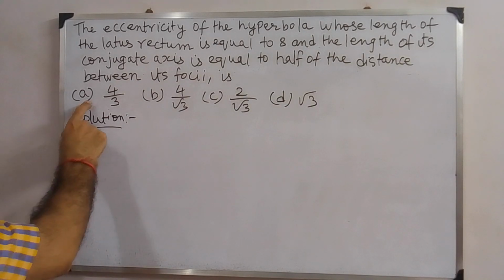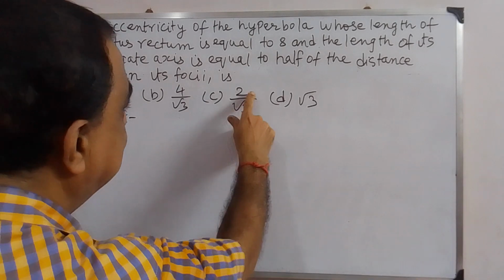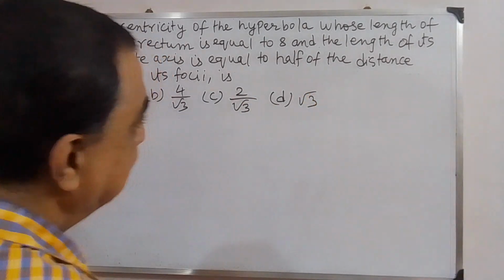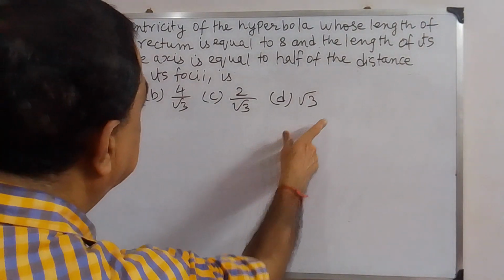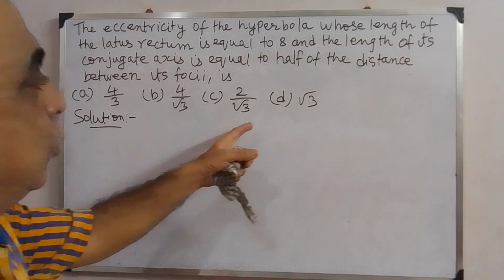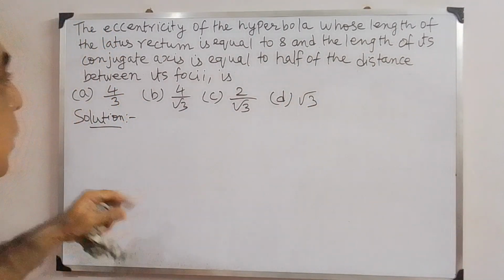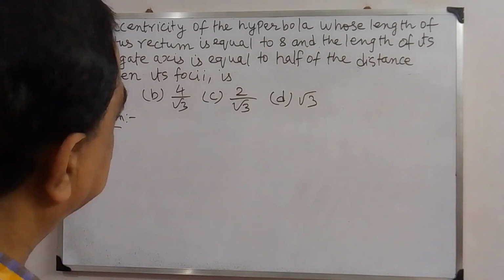The given options are A) 4/3, B) 4/√3, C) 2/√3 and D) √3. From these four options, only one option is correct for the given question. So we have to find that correct option.